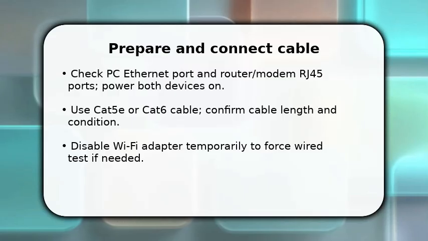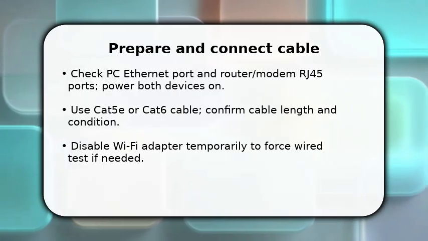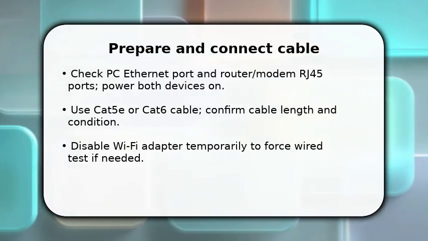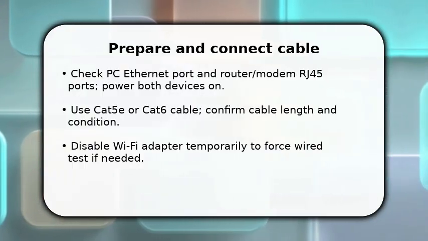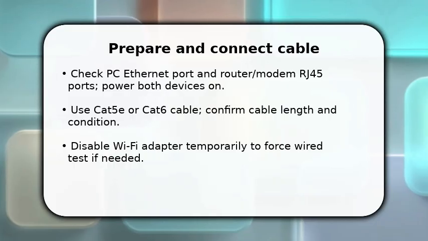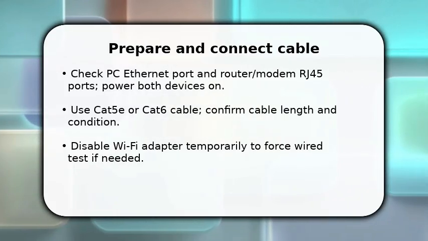Enjoy the video. You start by confirming hardware. Look for the RJ45 jack on your PC and the router or modem. Plug one end of a Cat5e or Cat6 cable into the router and the other into the PC. You should feel a click. Once connected, power both devices and watch for link lights.